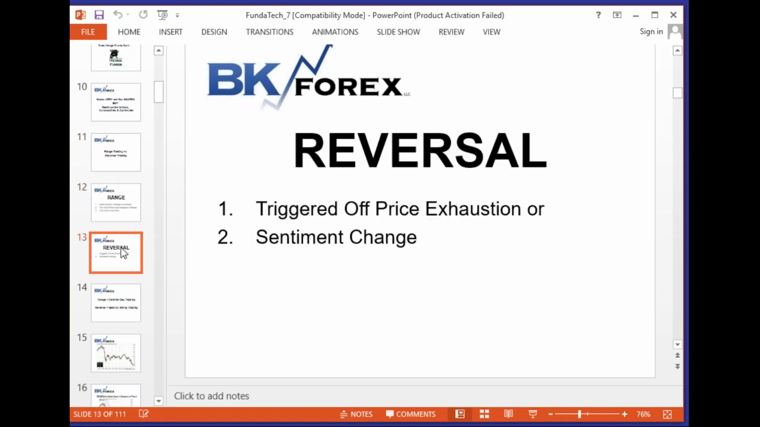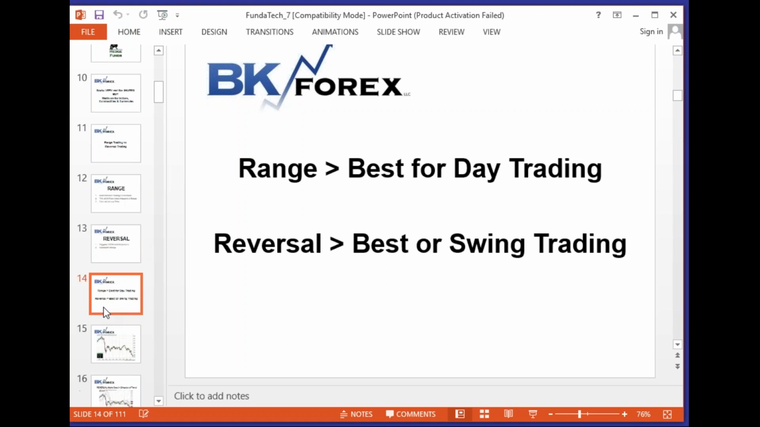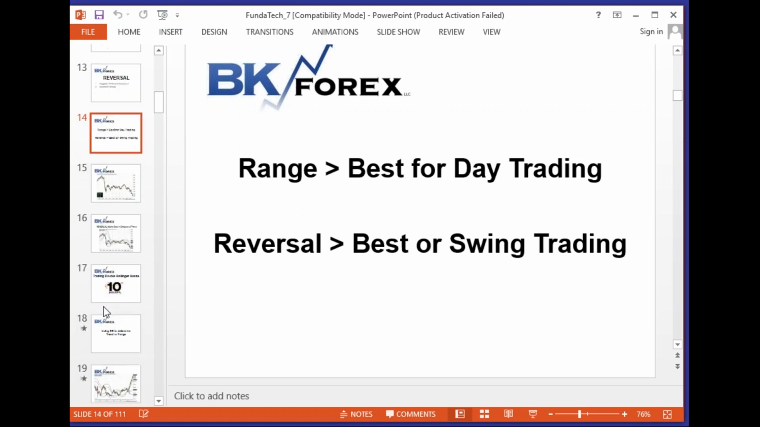In a reversal, it's usually triggered off of a massive price exhaustion and sentiment change. Now, range trading, picking tops and bottoms, is best if you're day trading a currency, whereas reversals are best if you're looking to swing trade a currency.